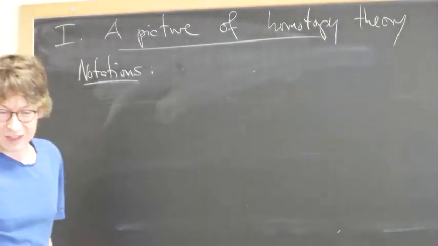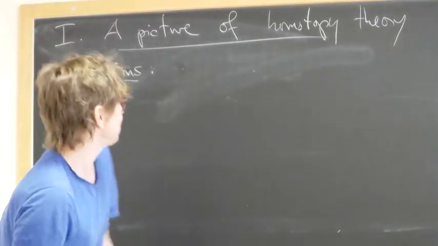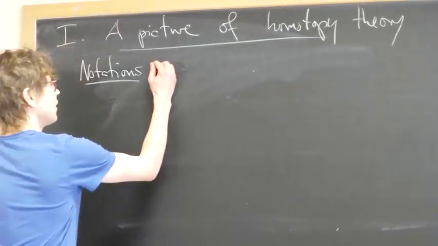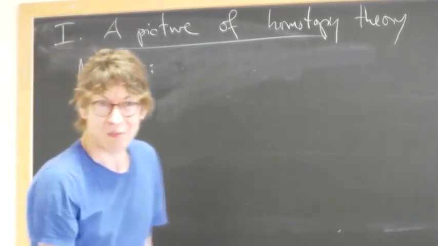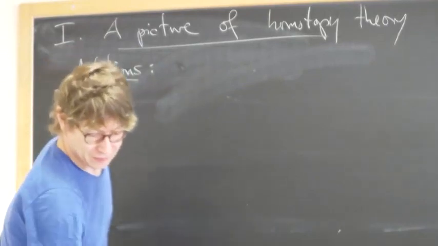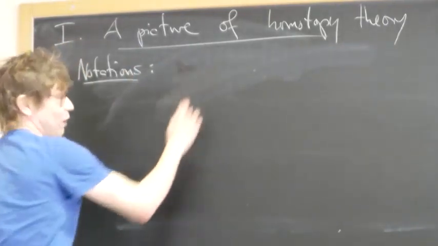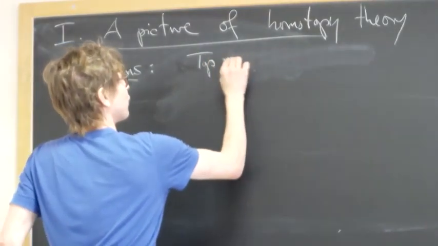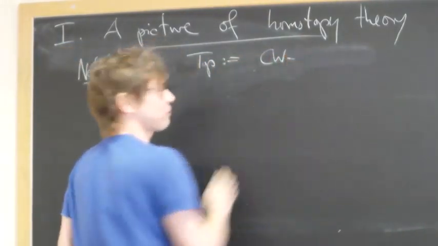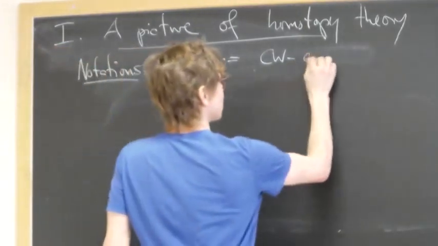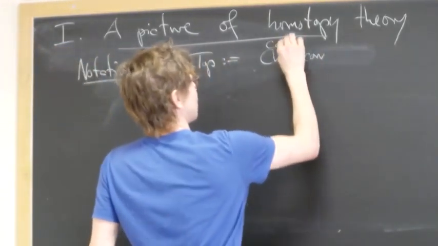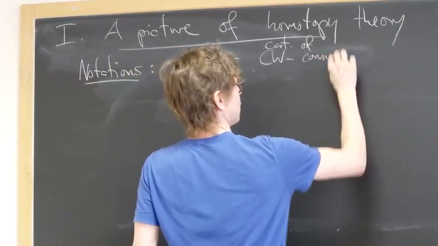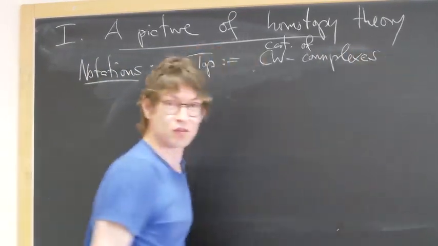So there's always this annoying topic in topology, how to set up a category of topological spaces. We all know the definition of topological space, and somehow it's too general. So for now, at least, I say topological space means CW complex. The category of CW complexes will be denoted by Top. And continuous maps, of course.